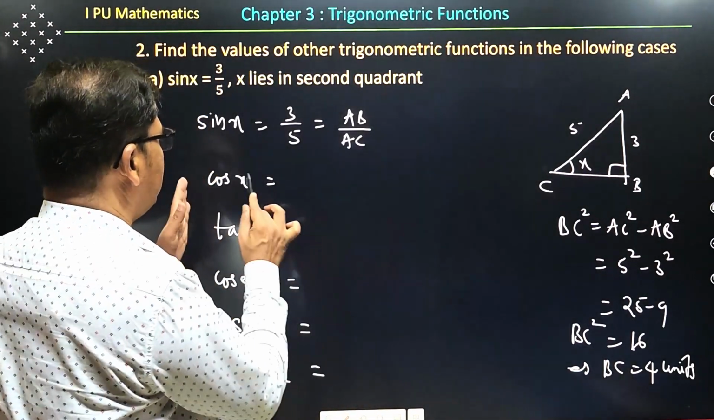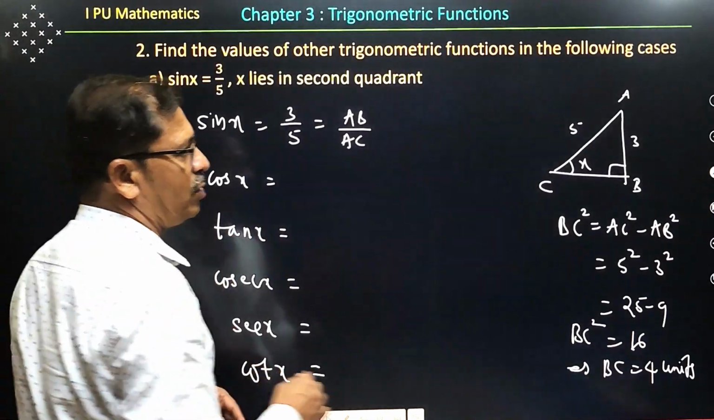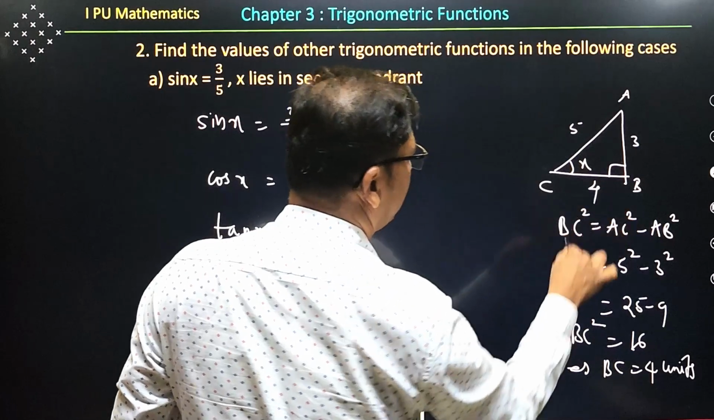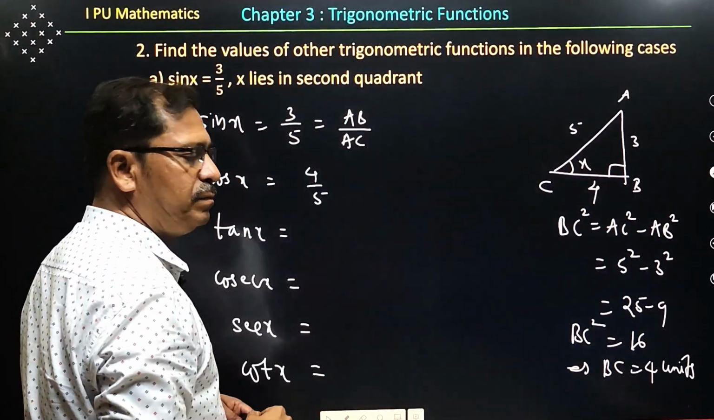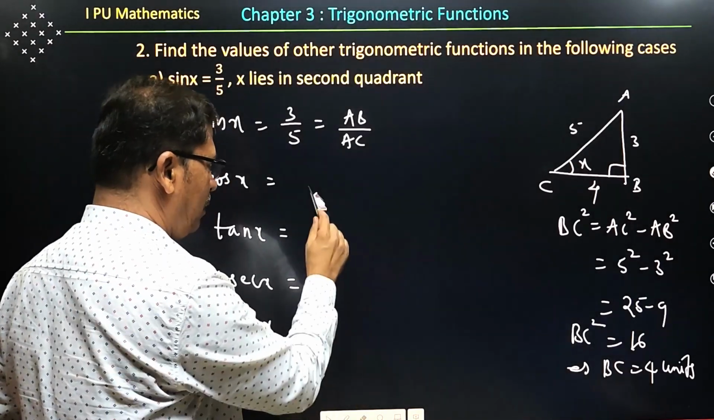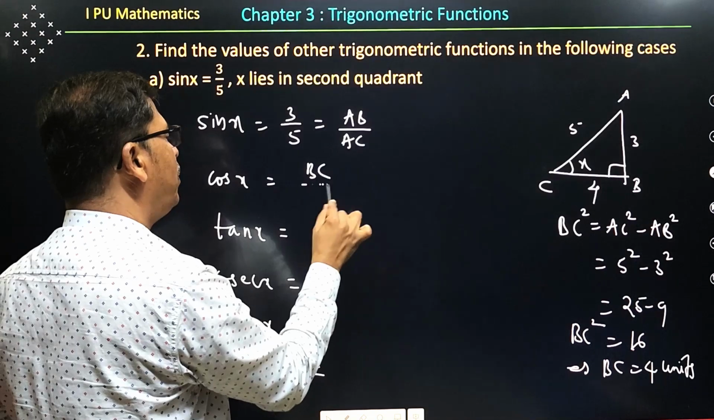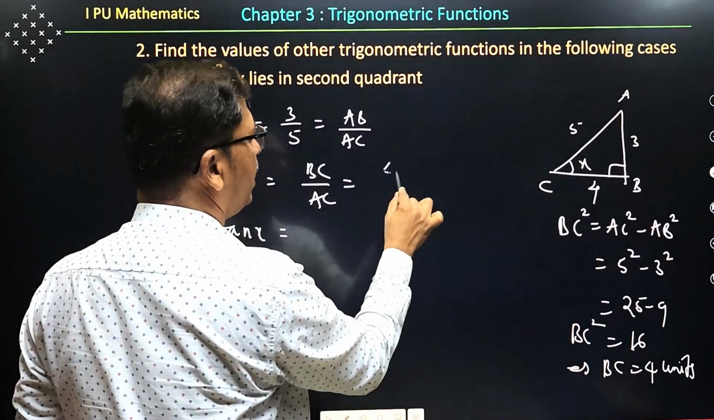See the things. I will not apply the sign first, I will keep writing the ratios. Cos x is equal to BC by AC. BC is 4 units. BC by AC means 4/5, I would like to write. Otherwise you write like this, no problem. BC upon AC. BC is 4, AC is 5.